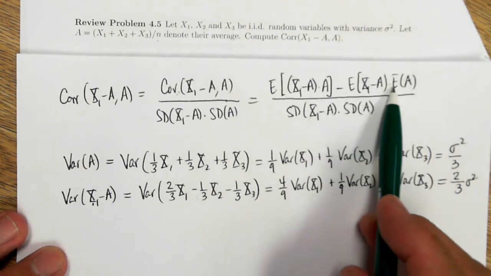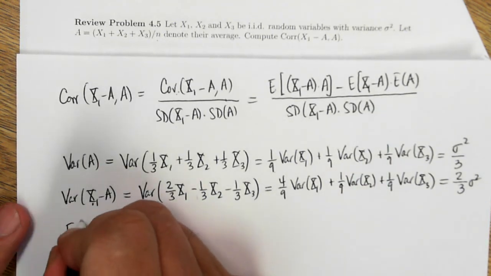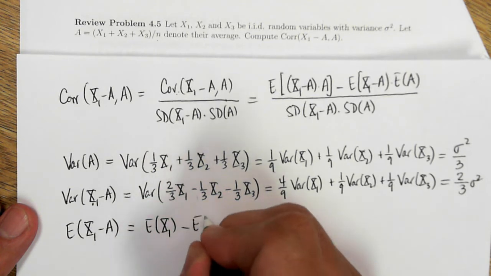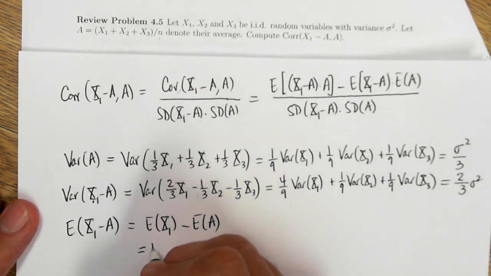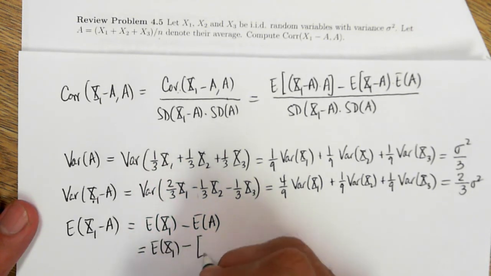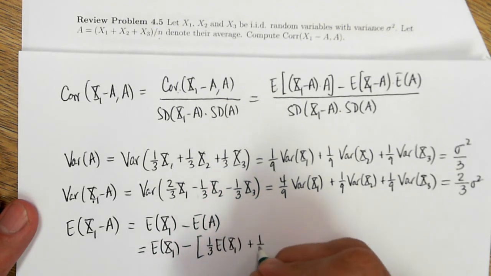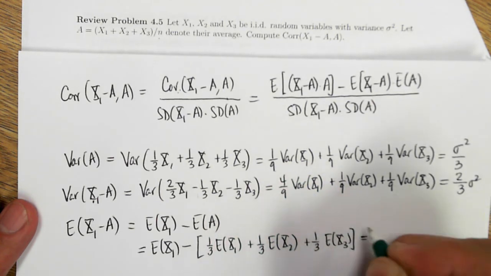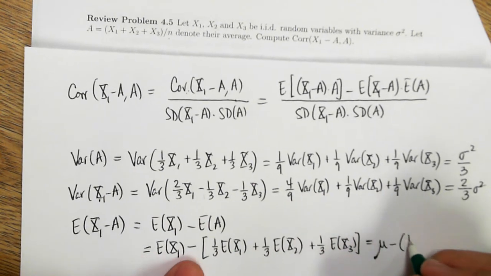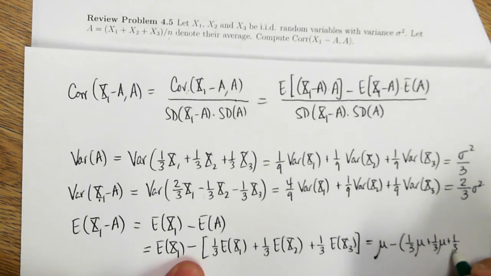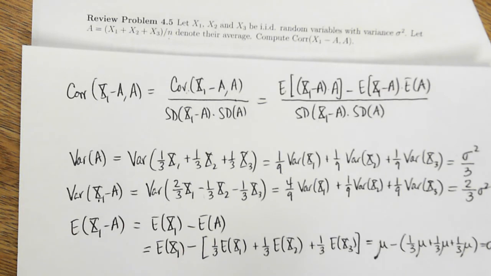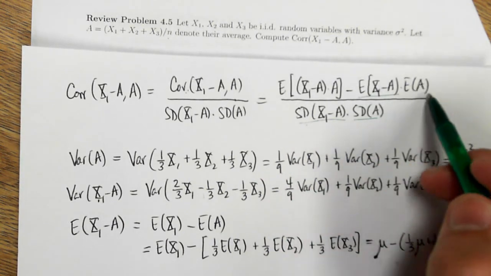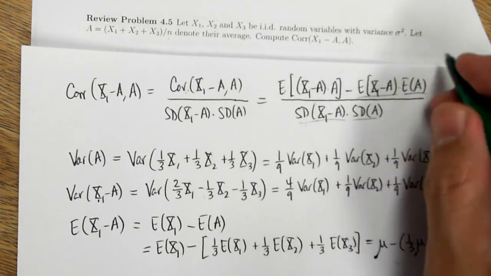Now let's get the top. Well, first off, the expected value of X1 minus A is equal to the expected value of X1 minus the expected value of A. So that's equal to the expected value of X1, and then this splits up as 1/3 the expected value of X1, plus 1/3 times the expected value of X2, plus 1/3 times the expected value of X3. And so this works out as mu minus 1/3 mu plus 1/3 mu plus 1/3 mu. And so that's just 0. Okay, so this part I've got. That's 0 times something. Well, the expected value of A is mu, so I've actually got this, but it's going to be 0 times mu.